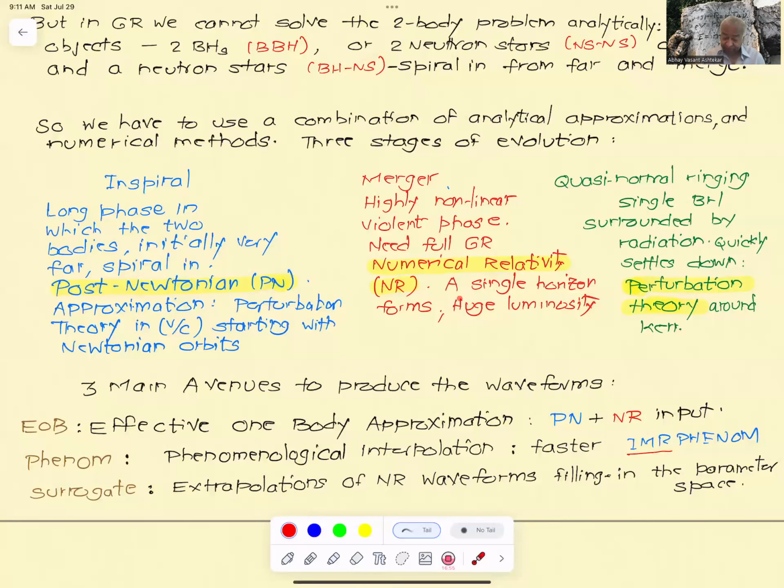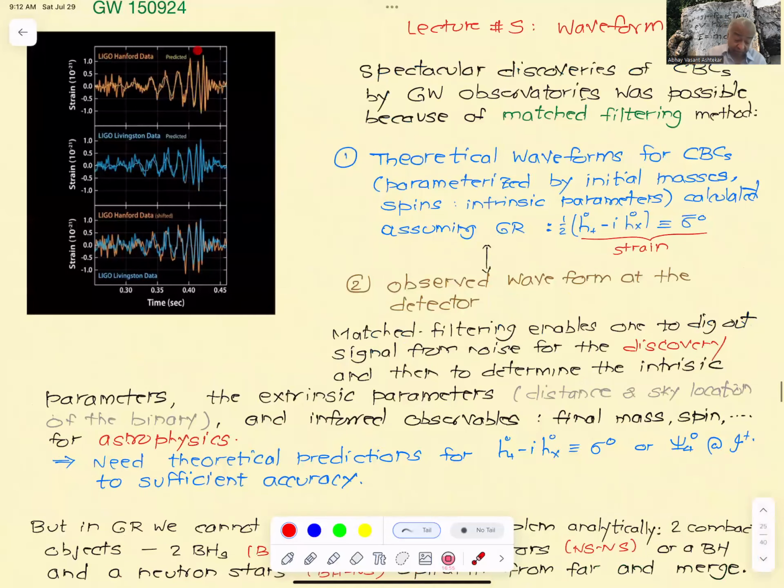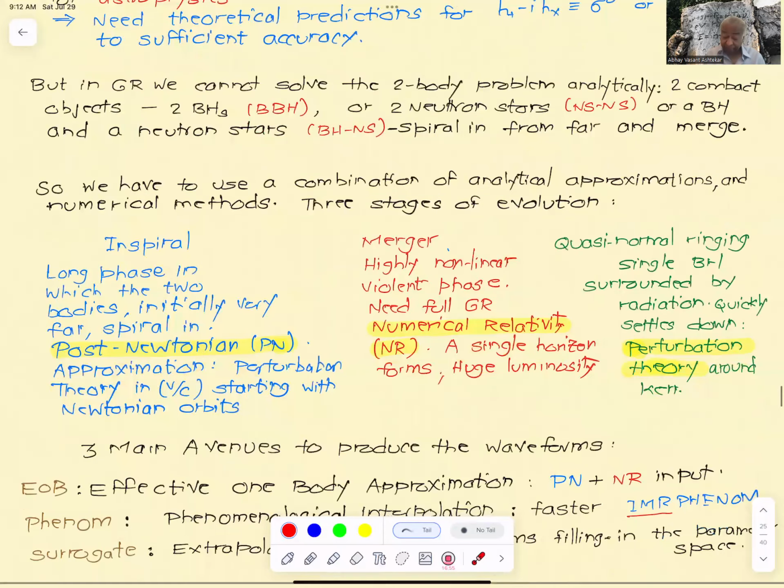And then, at the end of this merger phase, we have a single horizon, and you have a huge luminosity. The peak of the waveform up here corresponds to the merger. And then the quasi-normal ringing: it is really after the single black hole is formed, it is violent, and then it settles down.